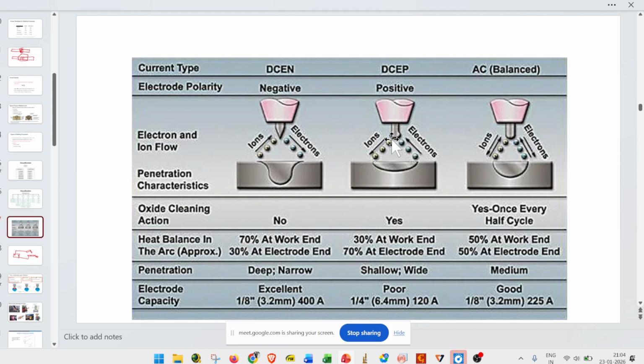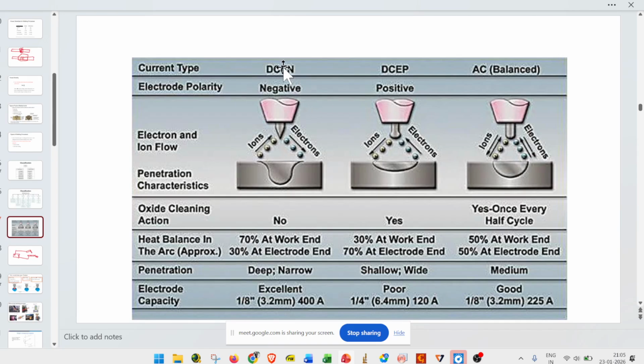So what is the advantage where we are going to use this kind of DCEP configuration? It is where we want a very small depth of penetration, mostly for thin plates and thin sheets to join them. At that time we can use this DCEP configuration. The second thing we can observe is that in the DCEN case we have a very deep weld bead but the width is smaller. But in the case of DCEP, the width is higher and the depth is shallow. AC comes in between.